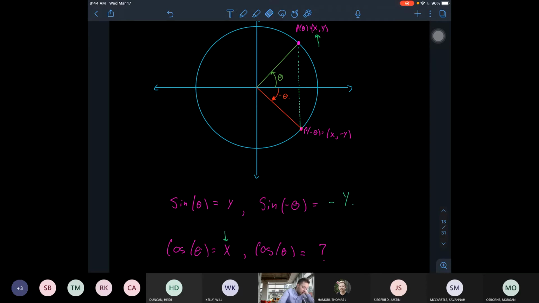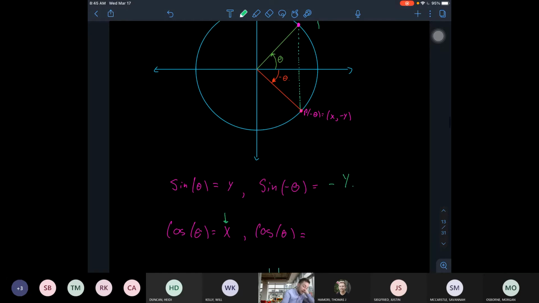And then if I plug in cosine of negative theta, I draw my negative angle here and I get the point on the unit circle down in the fourth quadrant. I can notice that this point has the same x-coordinate as I originally had. So when I do cosine of negative theta, I get x once again.